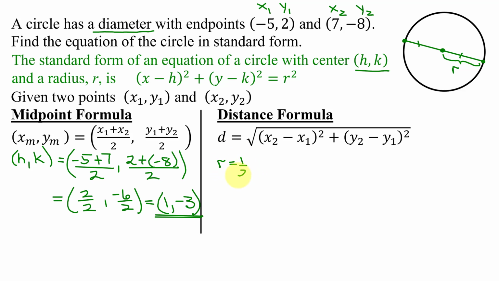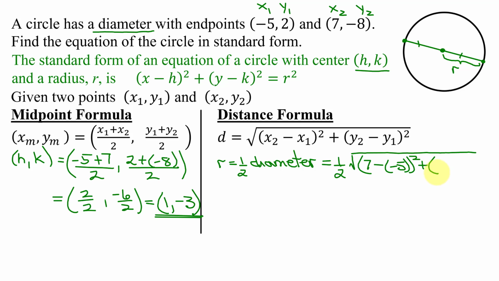The next thing I need to find is the radius. And I'm going to take 1/2 of the diameter. And to find the diameter, I just have to find the distance between the two endpoints. So it's 1/2 the square root of, plugging my values in, the quantity x sub 2, which is 7, minus x sub 1, which is -5, all squared, plus the quantity y sub 2, which is -8, minus y sub 1, which is 2, and that quantity is all squared. So the radius is 1/2 the square root of.